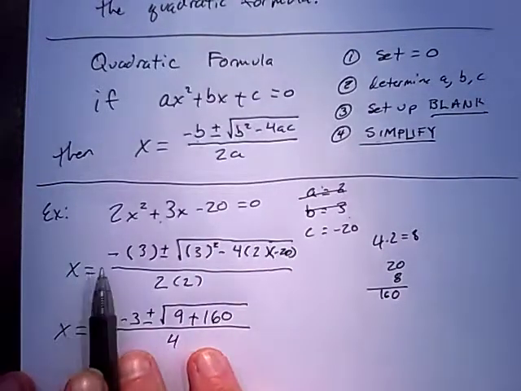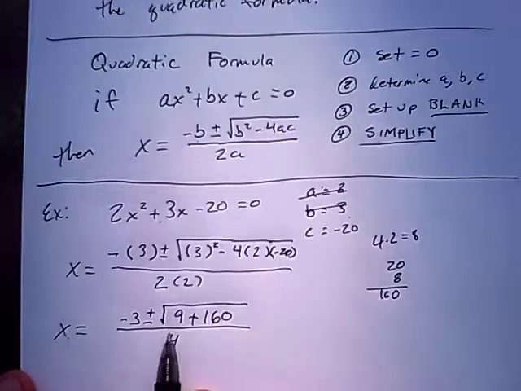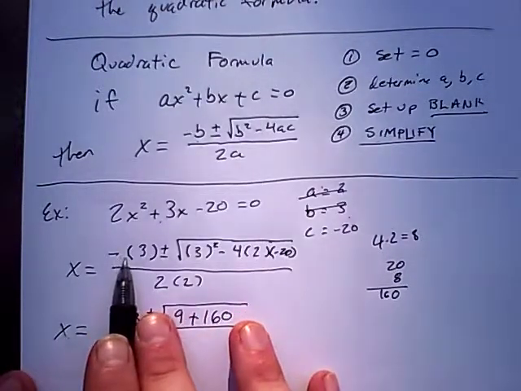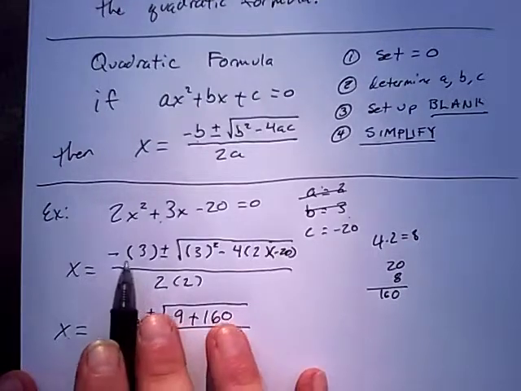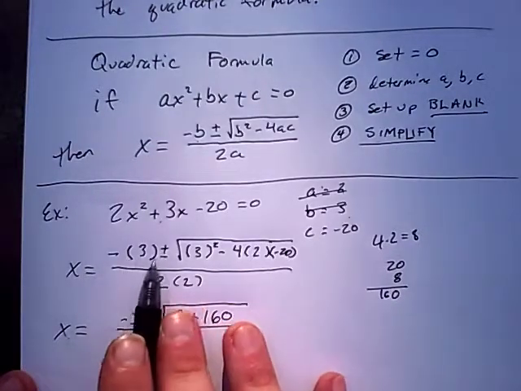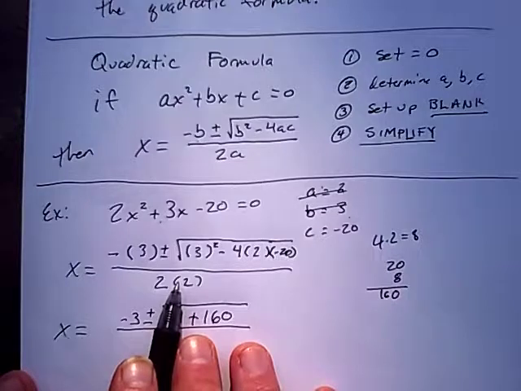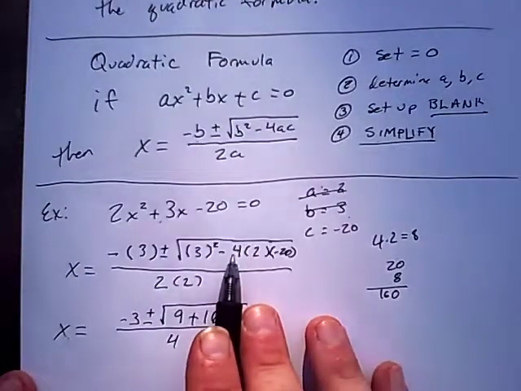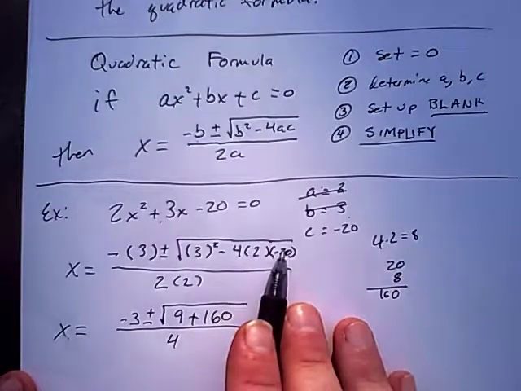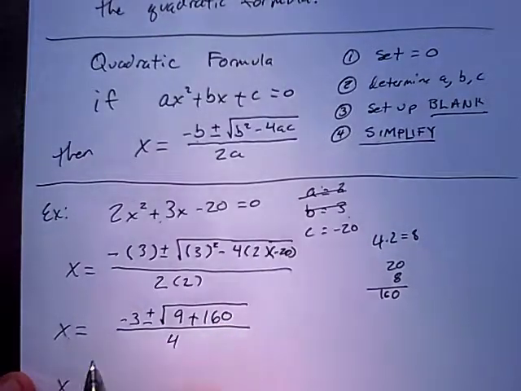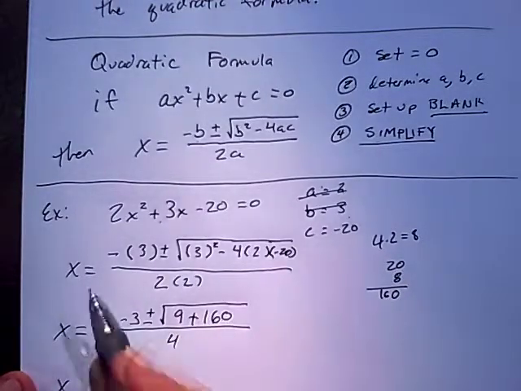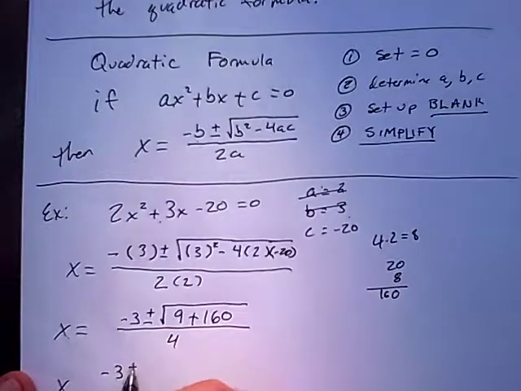So from my blanks to my first step of simplification, I got rid of this parenthesis, I made sense of this first part in front of the plus or minus, multiplied the denominator, squared this guy, and multiplied negative 4 times A times C. Now, on our next line, all we have to do is add these numbers on the inside. 9 plus 160, well, that's not a very difficult one.